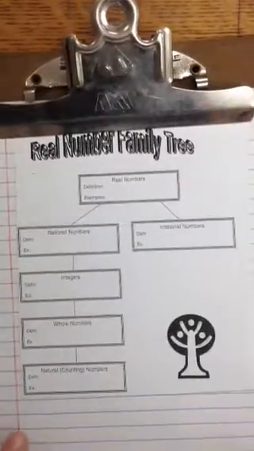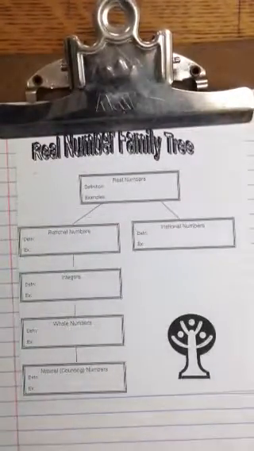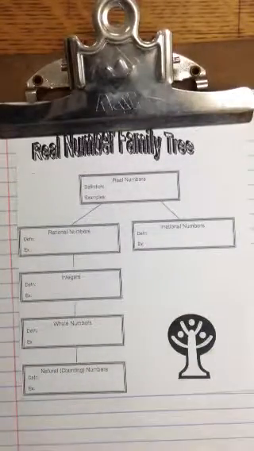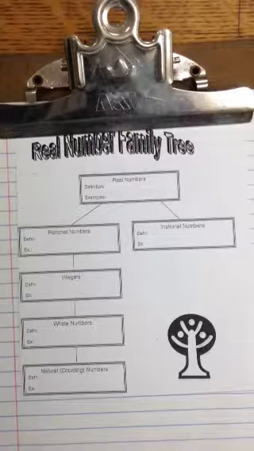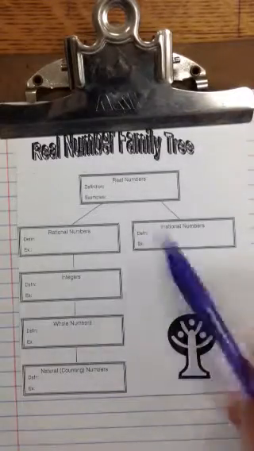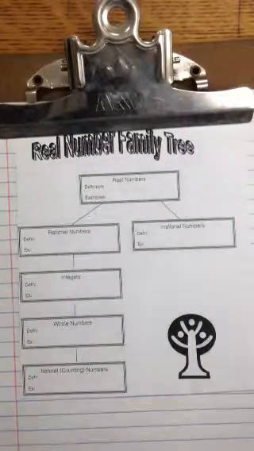Okay, on this page that says the real number family tree, trim around the edges. We're going to fill it in first, and then we'll glue it in. It works better that way. Sometimes it's easier to write so you don't have a chunk of glue behind somewhere that you're writing.